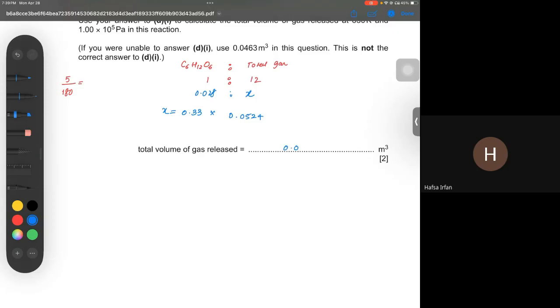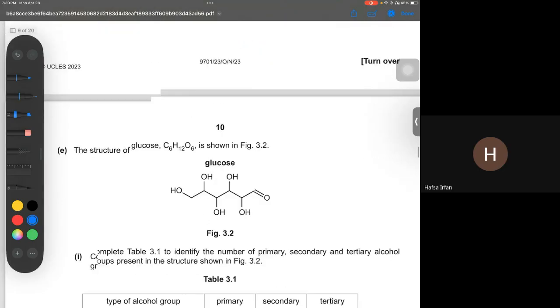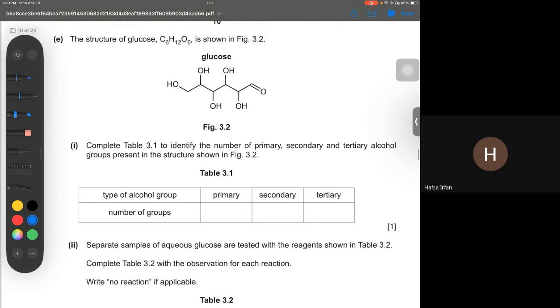0.017. Yeah, this is in meter cube. Okay, 0.0175. Then the structure of glucose is this: primary, secondary, number of groups. So this one is primary. Okay, we have only one primary. Secondary, secondary, secondary, secondary. So we have four secondary, and tertiary is 0. There is no tertiary.